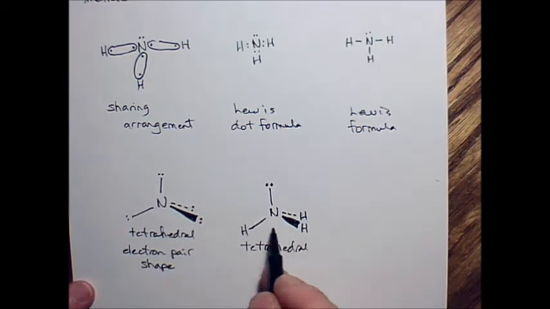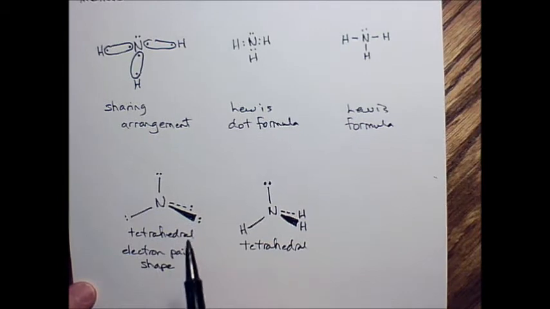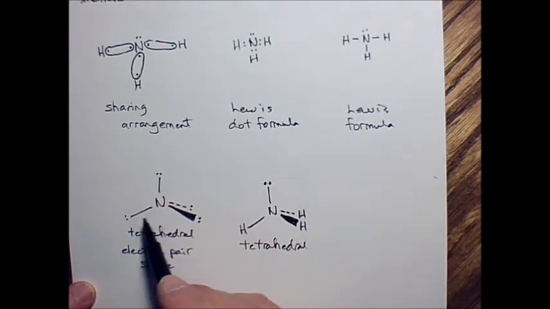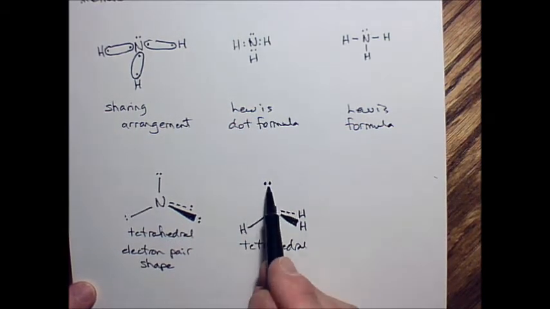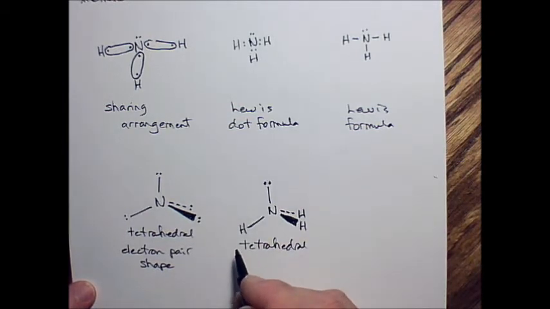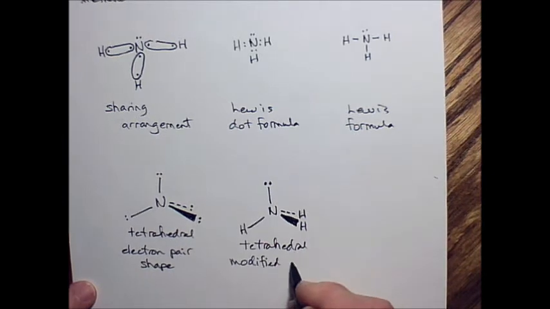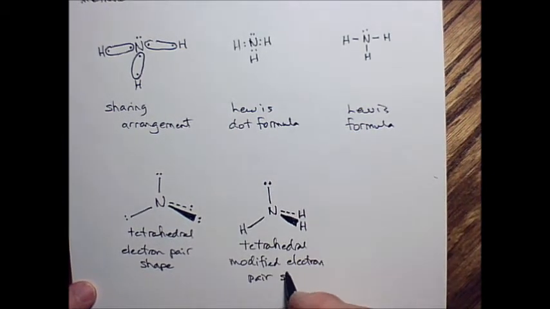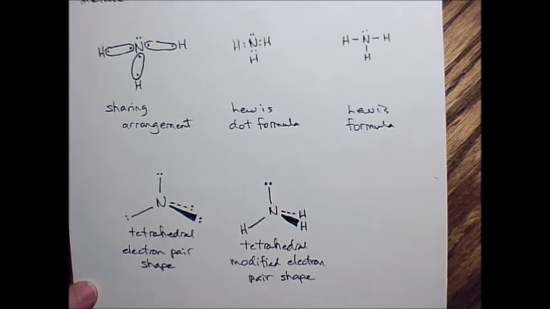But this is no longer an electron pair shape. An electron pair shape has only sets of electrons around the central atom. This doesn't have only sets of electrons. This has both sets of electrons and atom symbols around the central atom. So this is not an electron pair shape. We've modified it. So we're going to call this the modified electron pair shape. Okay?